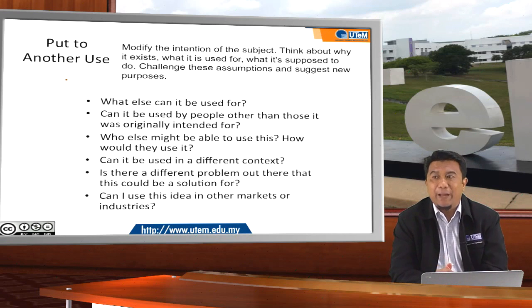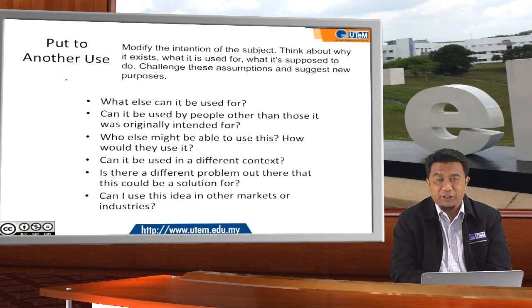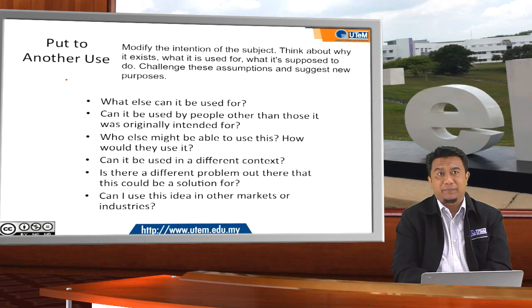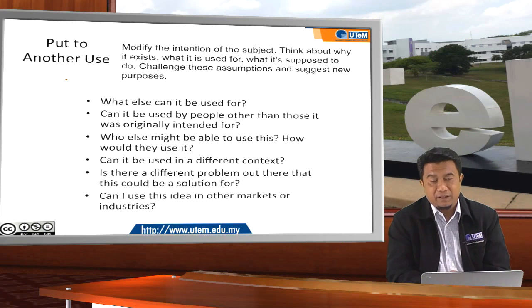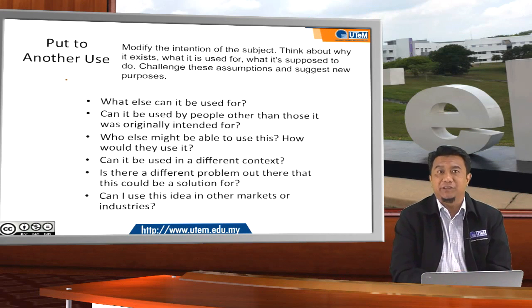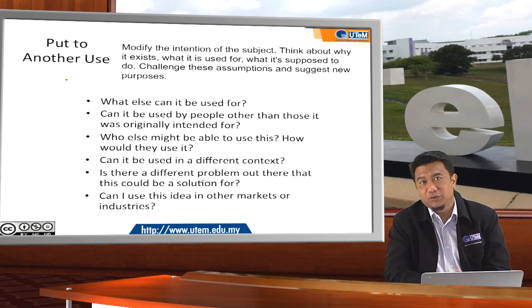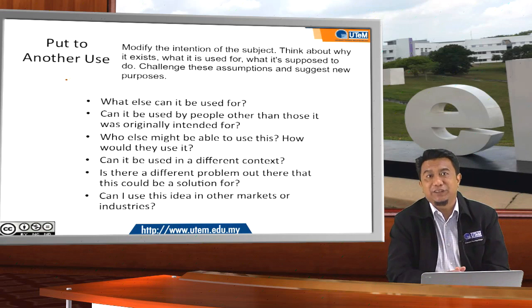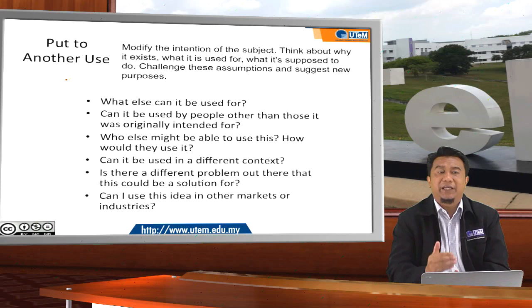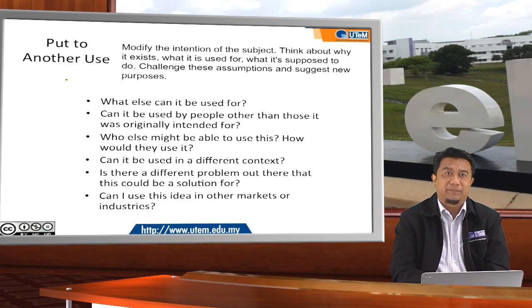Now, let's move to P in SCAMPER. P in SCAMPER means put to another use. Now, what is this? Put to another use means to modify the intention of the subject, think about why it exists, what it is used for, what it's supposed to do, and challenge these assumptions and suggest new purposes.